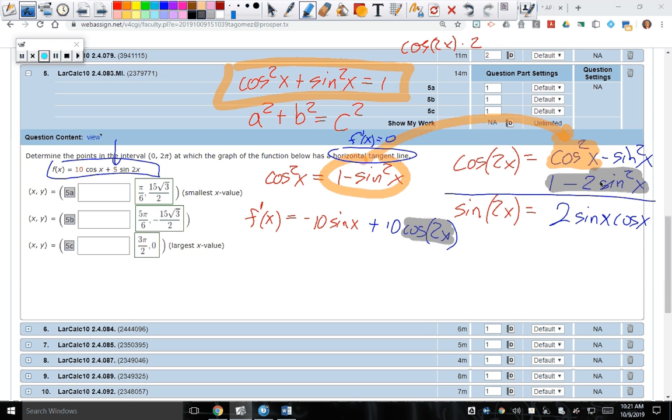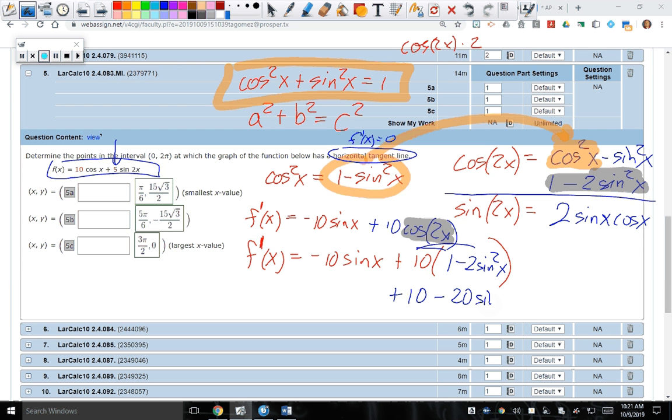Okay? So my equation then becomes f prime of x is equal to negative 10 sine of x plus 10 distributed across 1 minus 2 sine squared. And I'm slowing down a little bit and showing you step by step so that you can see where all this is coming from. Distributing this 10 will give me plus 10 minus 20 sine squared. Everything else is the same. And yes, we're going to set it equal to 0 because we're looking for when f prime of x is equal to 0, the horizontal tangent.